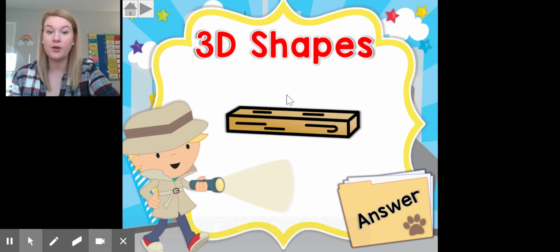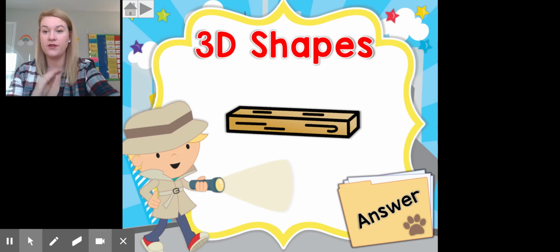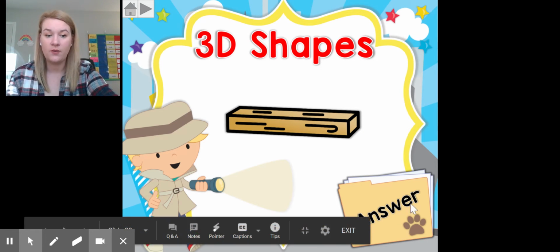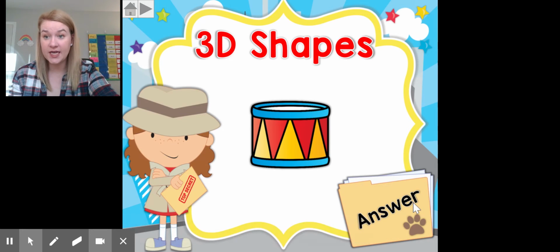This is a rectangular prism, right? Because it's stretched out. It's not a cube, right? It's not all the same on all the sides, right? So this is a rectangular prism. Great job. What shape is this?